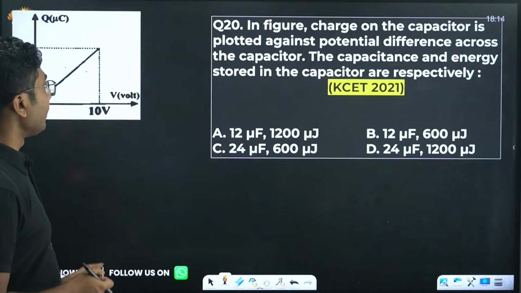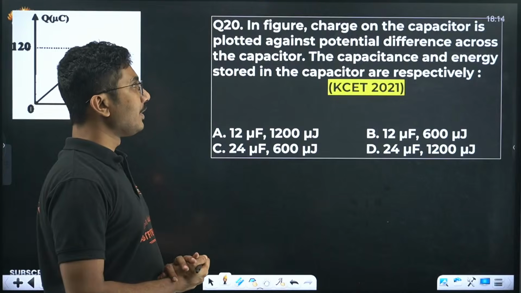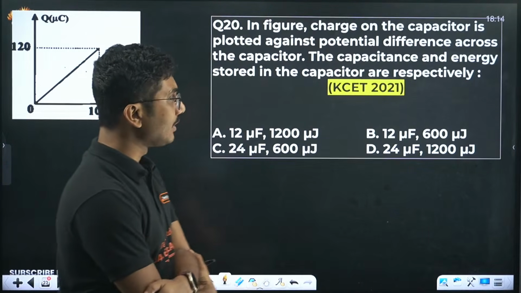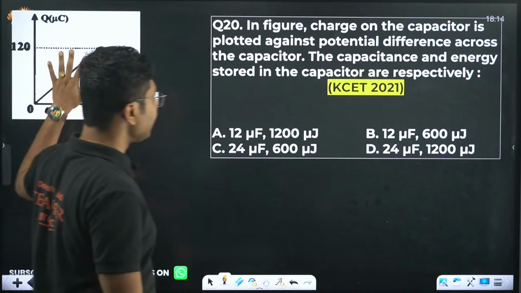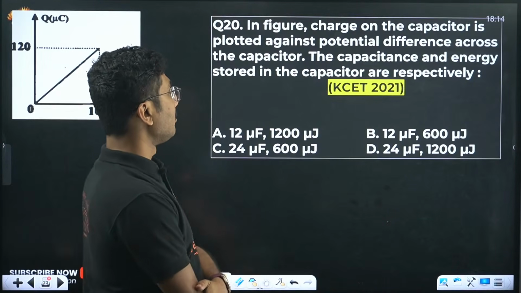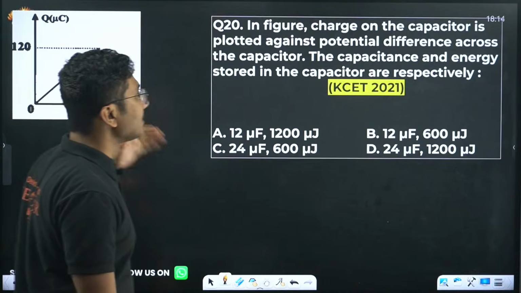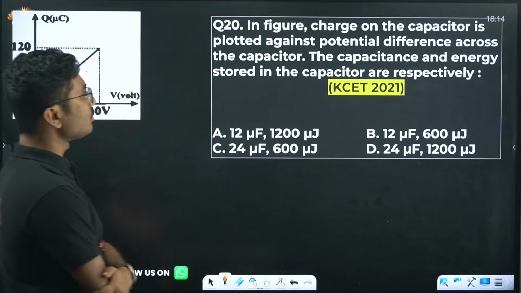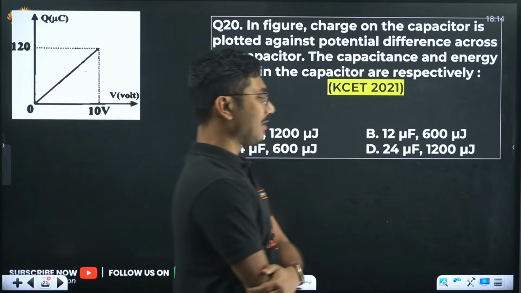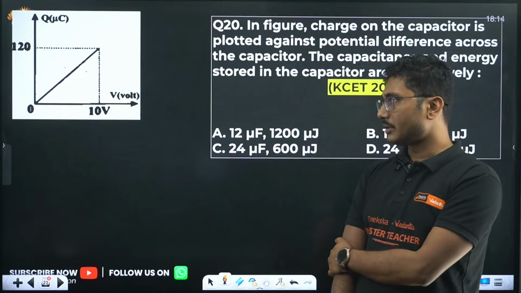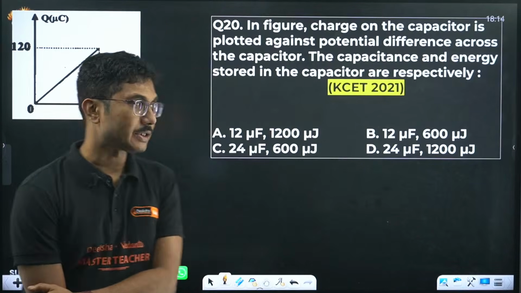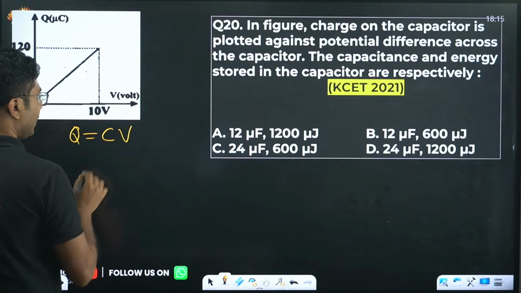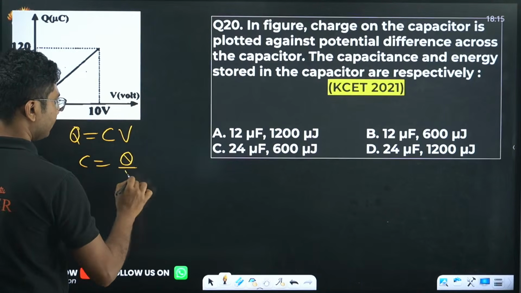Now, next question. In the figure, charge on the capacitor is plotted against the potential difference across the capacitor. The capacitance and energy stored in the capacitor are respectively? We have to find the capacitance and the energy stored. We know that Q equals C into V, so C equals Q upon V.